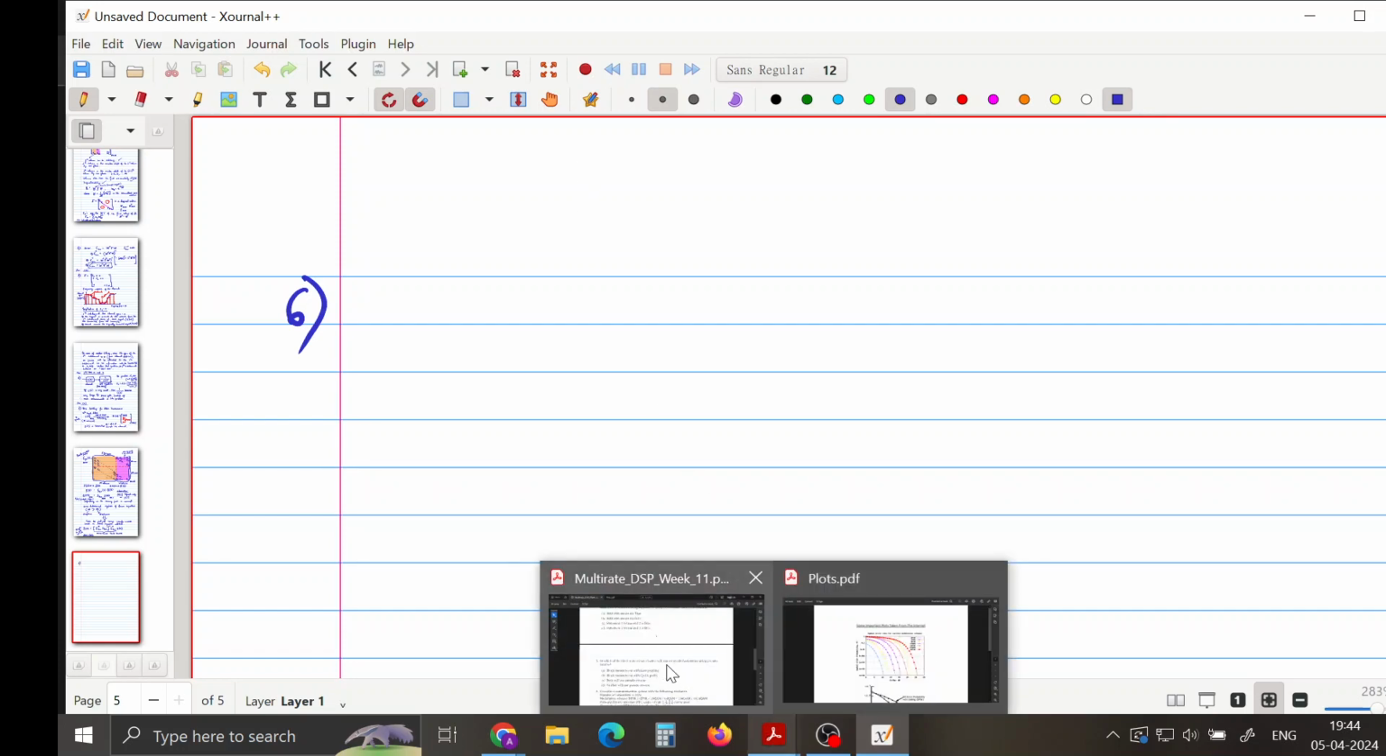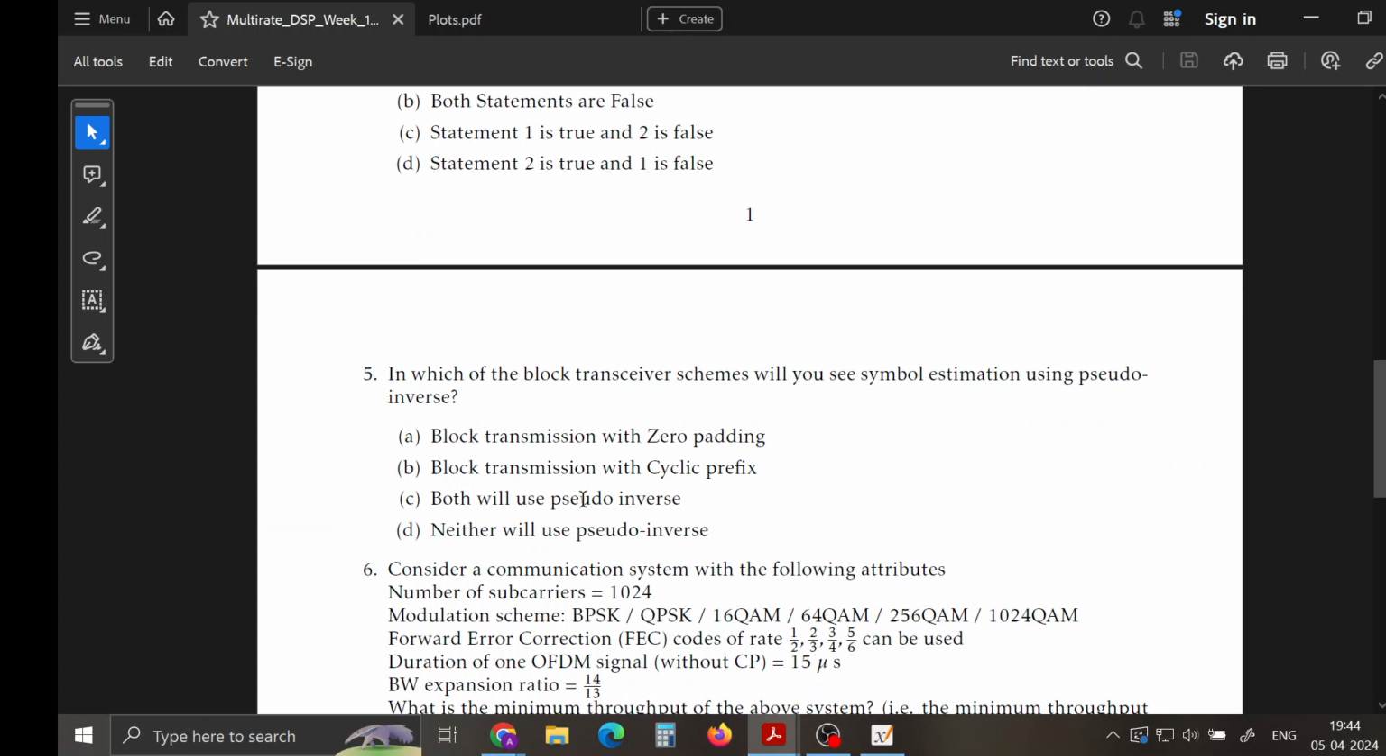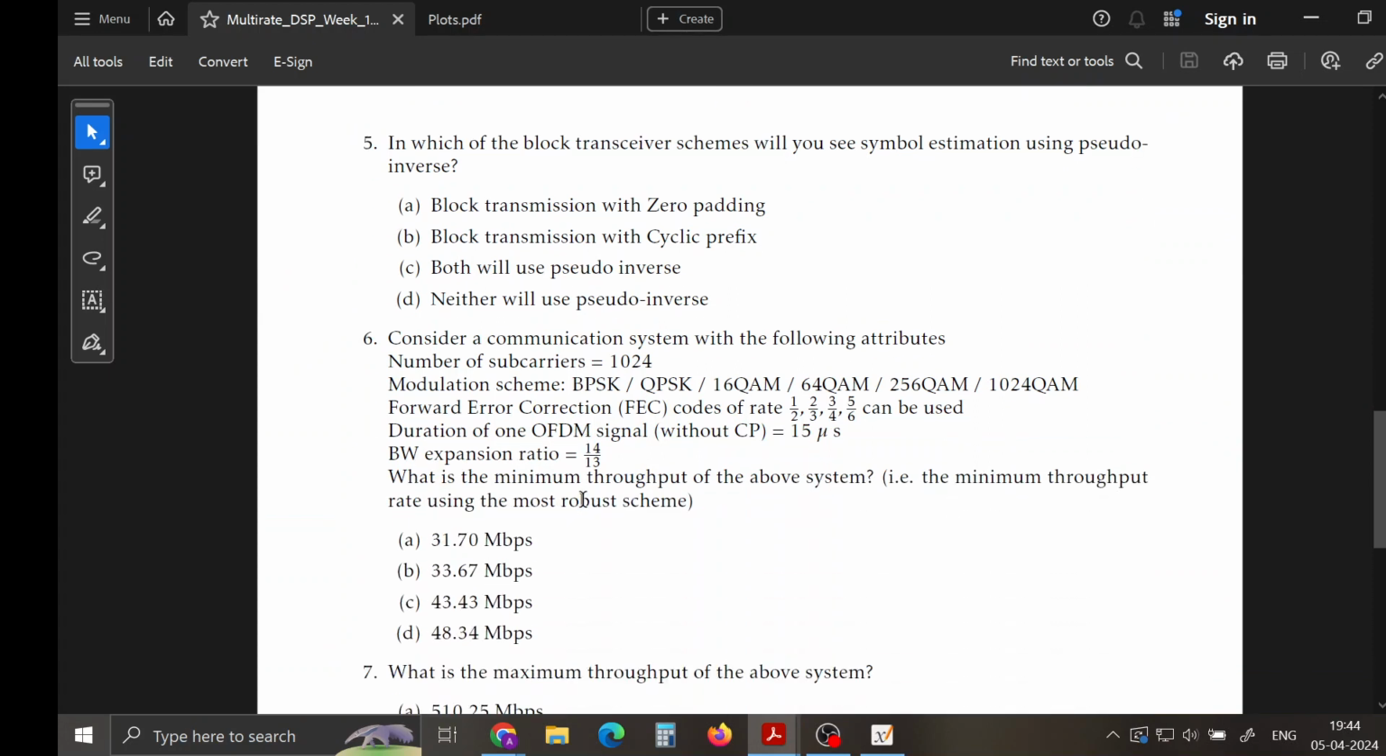Now going to the sixth question. The sixth question is a little bit of a numerical question, and in fact we have seen such examples during the lectures also. So read the question.